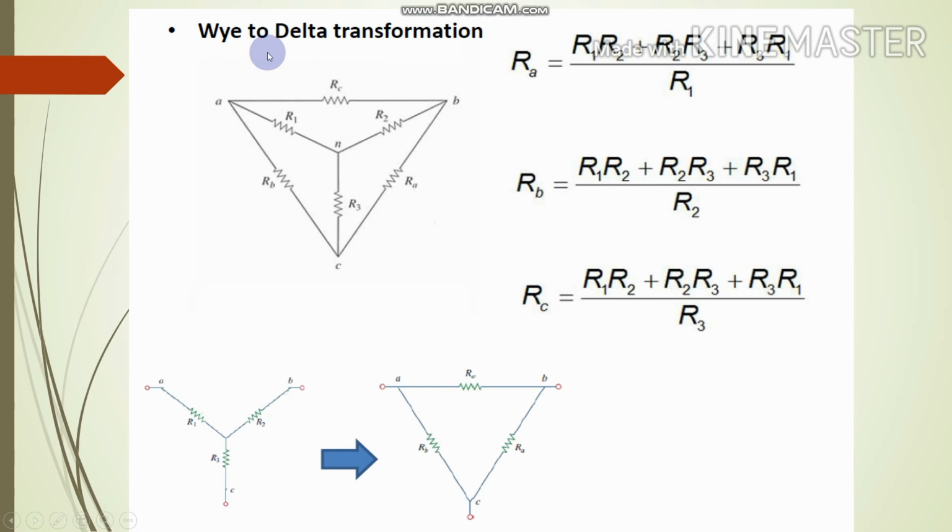Then we move to the Y to delta transformation. In this case, we must find RA, RB, and RC. For RA, the formula is R1 times R2 plus R2 times R3 plus R3 times R1, divided by R1. For RB it is the same, but we divide by R2, and for RC we divide by R3.